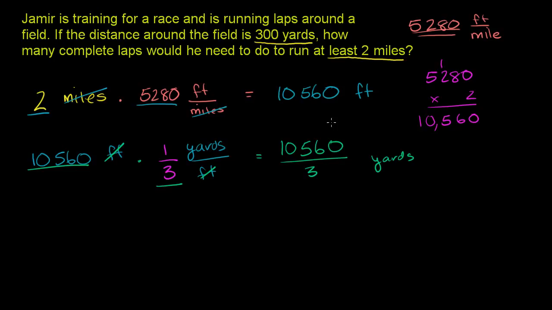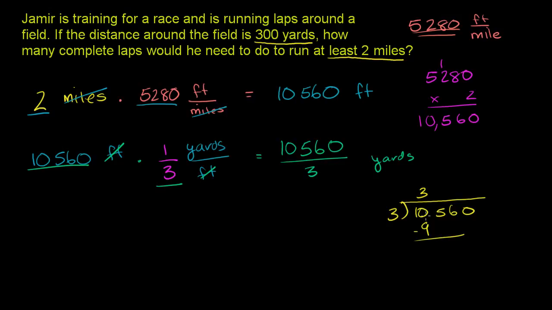So this is 2 miles is 10,560 divided by 3. And let's figure out what that is. So 3 goes into 10,560. It doesn't go into 1. It goes into 10 3 times. 3 times 3 is 9.